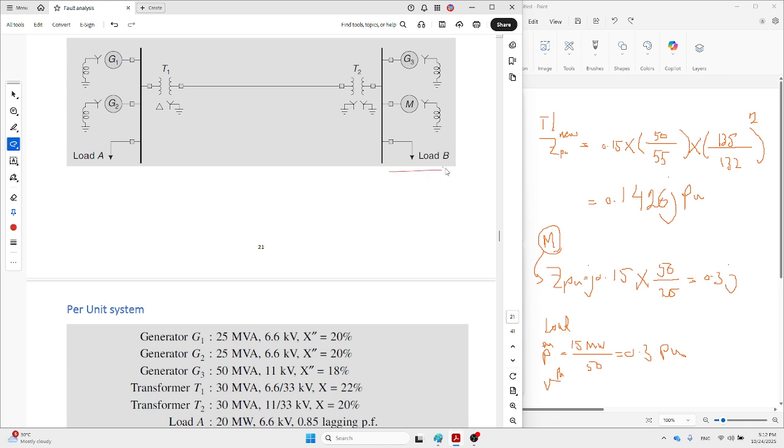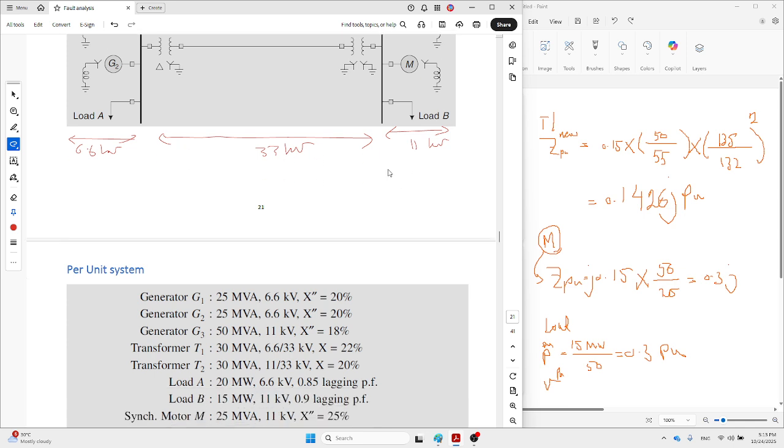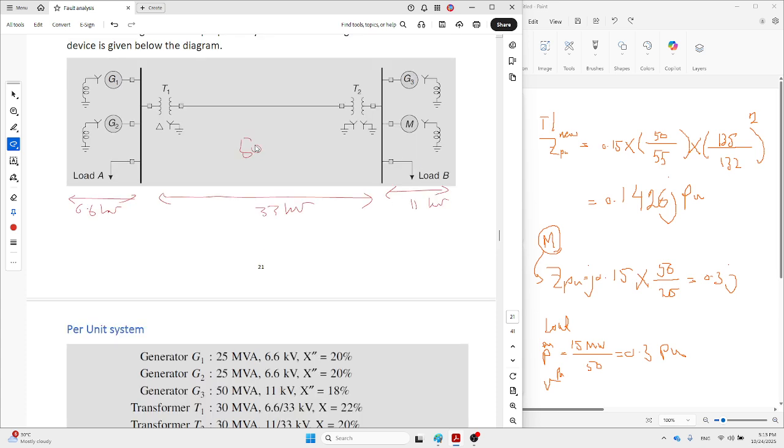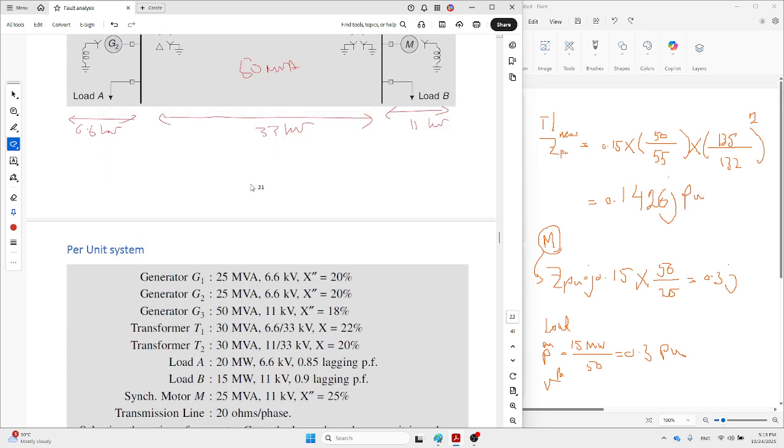So this part was 11 kilovolt, 11. This part was 33 kilovolt, and this part is 6.6 kilovolt, correct? Okay, then just look, the S base is 50 megavolt amp. This is the S for the whole power system.